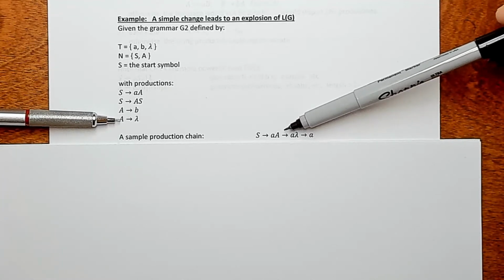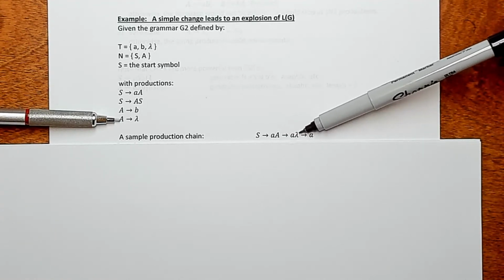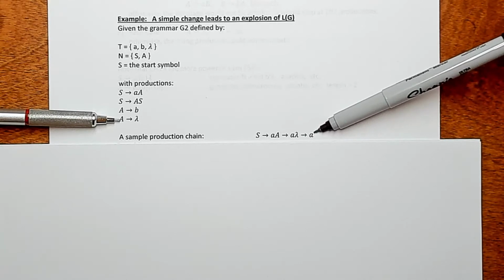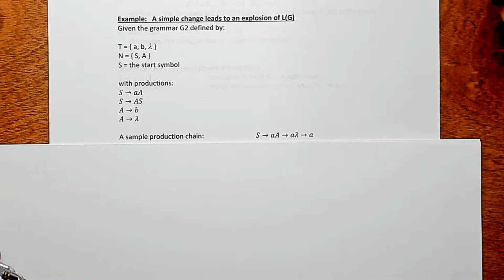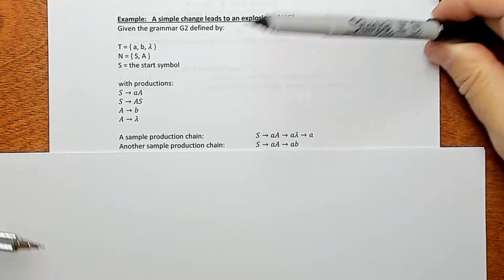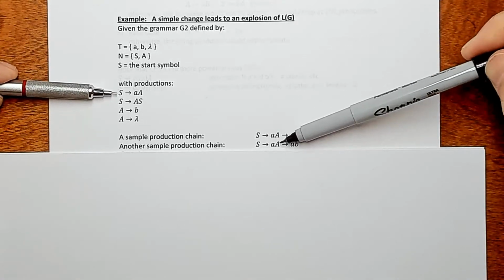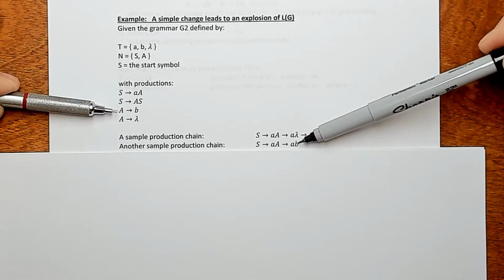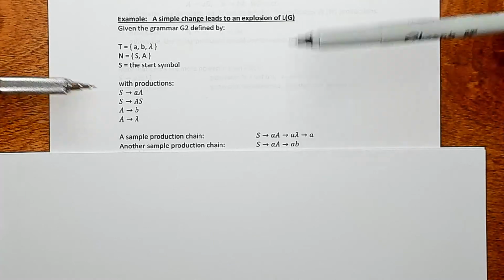Now, just to make it clear that I'm doing this production here, A yields lambda. That's why you write the lambda. That's the only reason for lambda, basically. And then the very last thing you do is get rid of the lambdas. So there's a production. Let's do another one just to play with this. We could do this production first, and then this production, and we end up with AB.